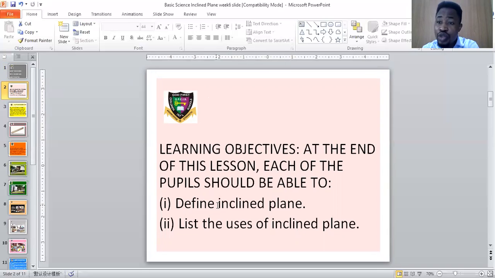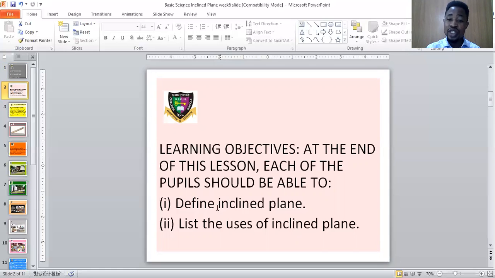Now, at the end of this lesson, each of you should be able to define inclined plane as a flat surface that is suspended on another triangular or rectangular object such that one part is suspended and makes an angle with whatever truck or container you want to push the load into. Don't worry, let me not confuse you. As we go further, I will show you a detailed picture example. It will help you to understand what I just said.